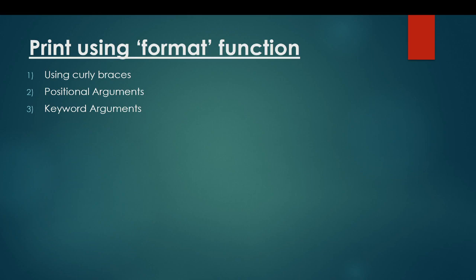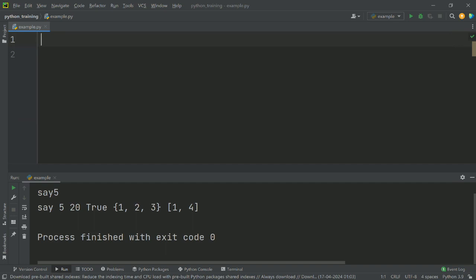So we can use the format function in three ways: using curly braces, second one is using positional parameters, third one is using keyword arguments. Let's see each of these categories one by one. So first one is using curly braces.